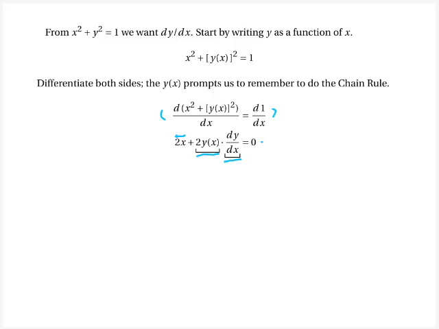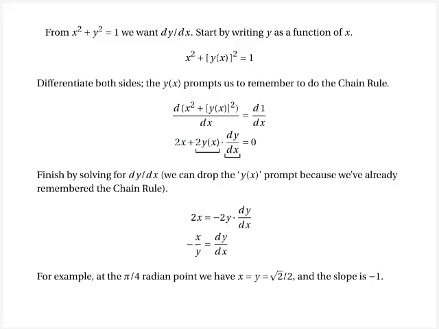Now once we get past the derivative, I often will skip the of x part because I don't need it anymore. So I'm going to drop the y of x prompt because I've already remembered to apply the chain rule, and I'm just simply taking this formula, this here, and solving it for dy dx. So there's a variety of things that a person could do, but what I decided to do was I moved this stuff over to the other side of the equation, and then I divided by minus 2y. Here we go, divided by minus 2y, and I ended up with what I have here, minus x over y equals dy dx.